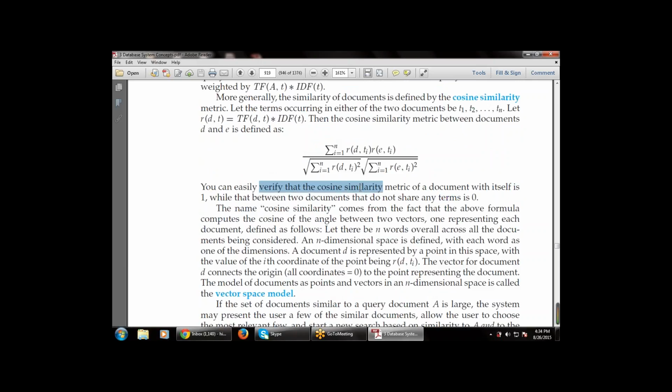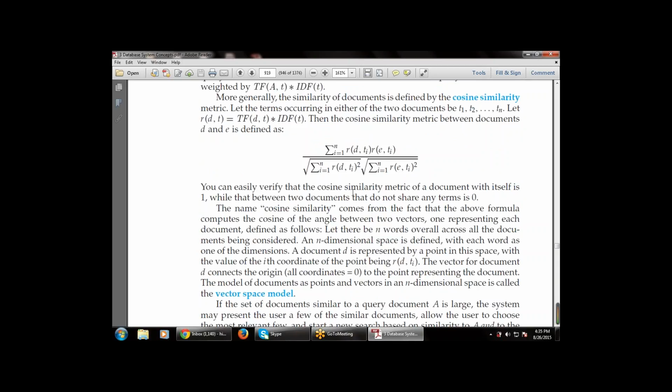You can easily verify that the cosine similarity metric of a document with itself is 1. For two documents that do not share any terms, the similarity is 0, while for documents that share terms, the similarity is greater than 0, up to 1.